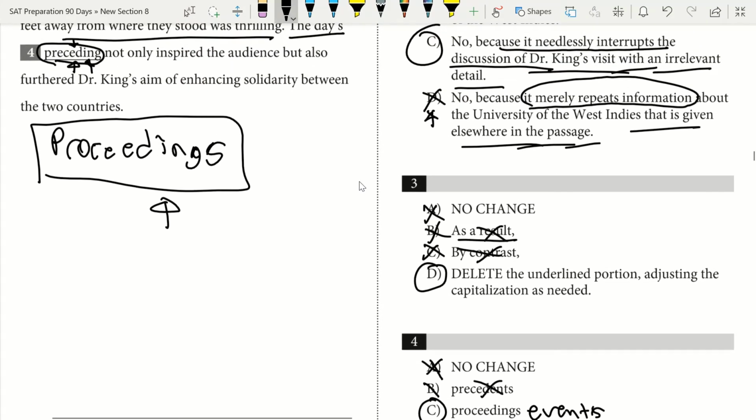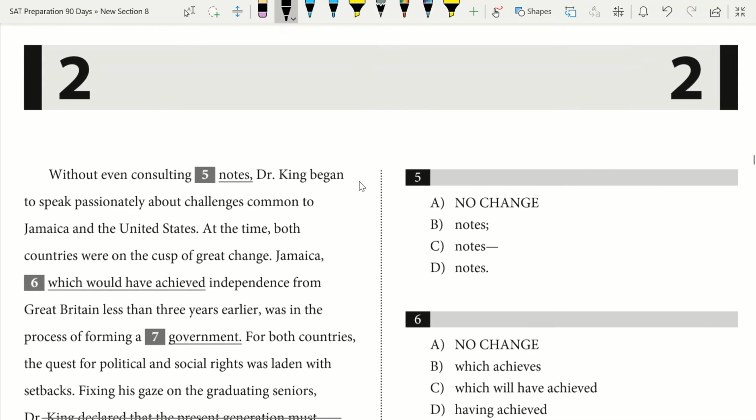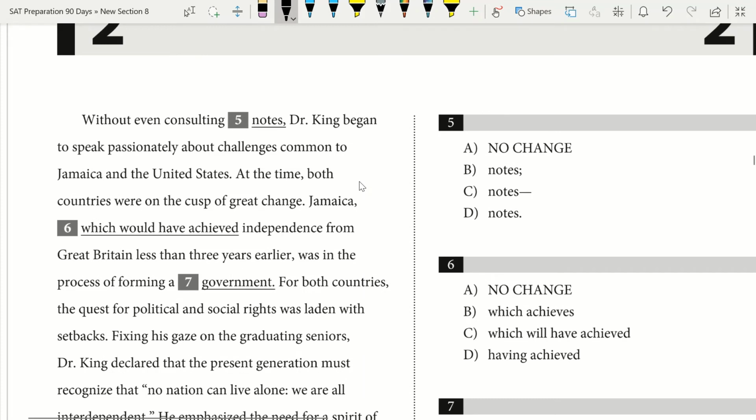All right, so we have: "The day's proceedings not only inspired the audience, but also furthered Dr. King's aim of enhancing solidarity between the 2 countries. Without even consulting notes, Dr. King..." Okay, I know this is going to be correct right away. So how do I know A is going to be correct for number 5 right away?